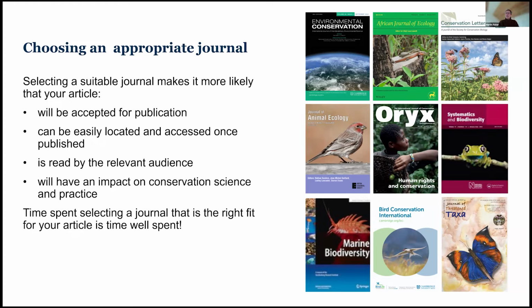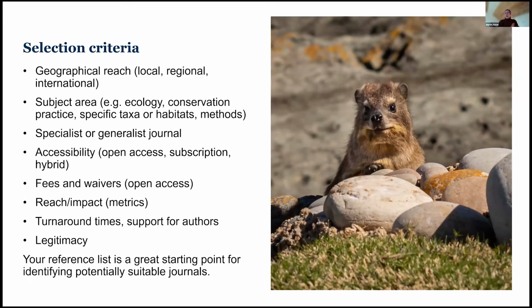So consider carefully, is your work about conservation practice? There are journals specializing in conservation practice. Is your work about environmental conservation? Well, there's a journal called Environmental Conservation. Is your work about ecology? Well, there's lots of great journals that specialize in ecology. So the problem you have is that there are hundreds of journals. Perhaps the best place to start might be with the reference list at the end of your article, okay? And speaking to colleagues and friends will help as well.